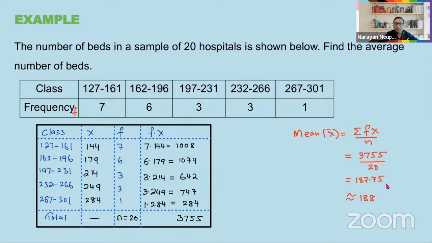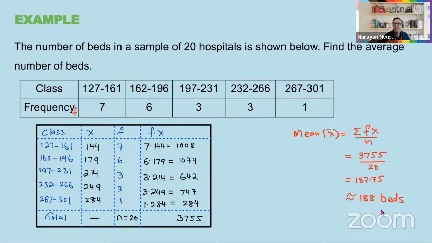So you have to be careful when you write the answer, because the number of beds is a discrete quantity. A discrete quantity cannot have a decimal value, so you have to round it. 187.75 means they have 188 beds. Make sure you write the unit, 188 beds. Is this example clear to all of you? Yes, okay, that is perfect.